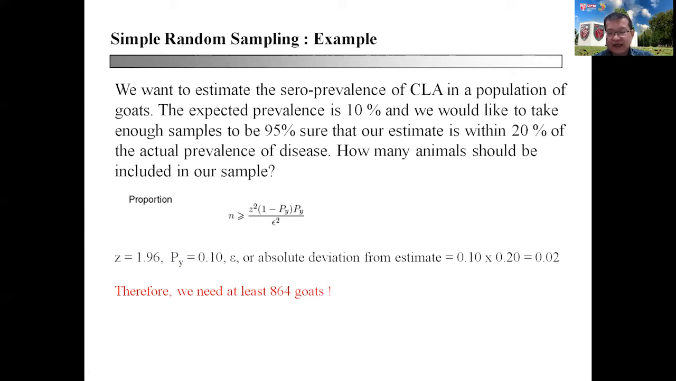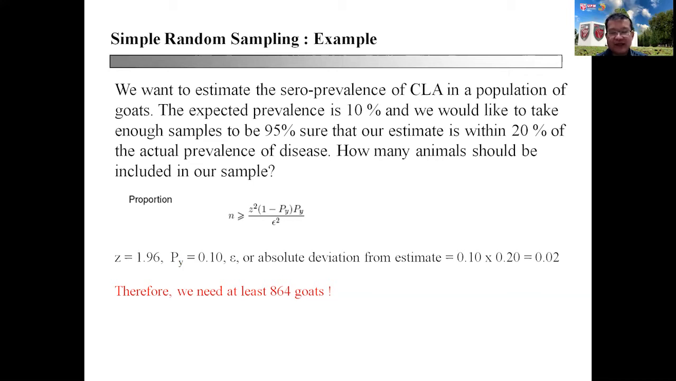Now, bear in mind that this kind of estimation has its limits. It can only be done on disease with a prevalence of more than 10%, or maybe if you want to push it further, maybe more than 7 or 5%. Because if the prevalence is too low, then the estimates using these samples, this calculation, will definitely be inaccurate. So in this case, how many animals should be included in a sample if you want to have a rough estimate of the seroprevalence of animals?